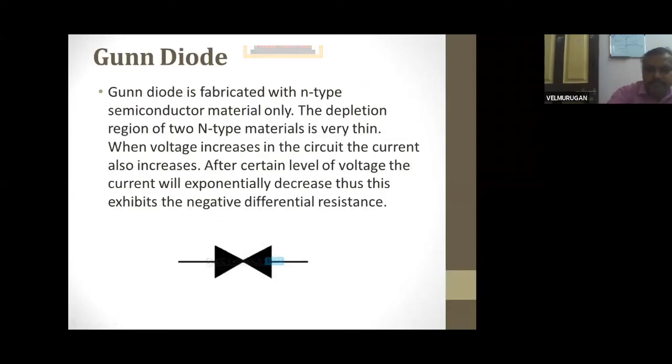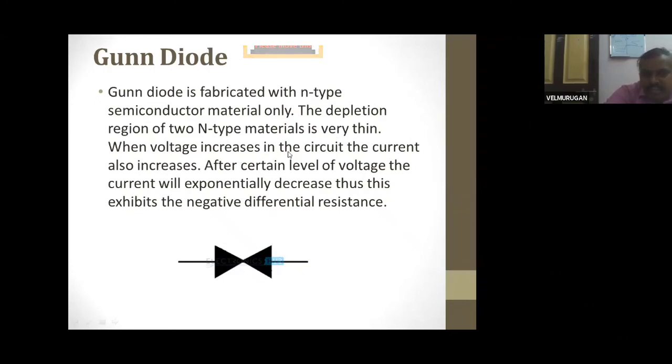Next, there is the Gunn diode. The Gunn diode is fabricated with N-type semiconductor material. The depletion region of the two N-type materials is very thin. With two N-type materials, there is one forward direction and another for the reverse direction. That is the symbol, this one for anode, this one for cathode. That is called the Gunn type.